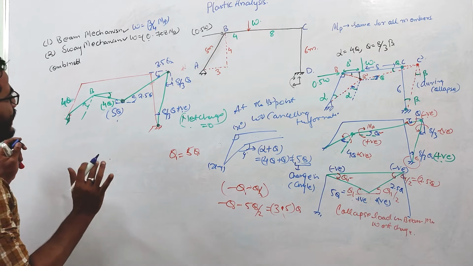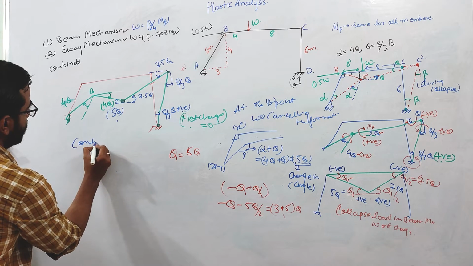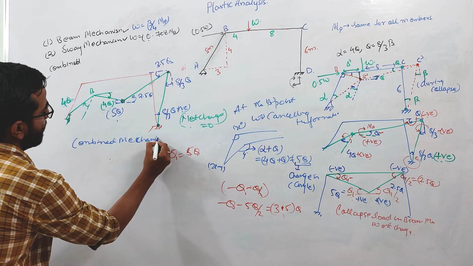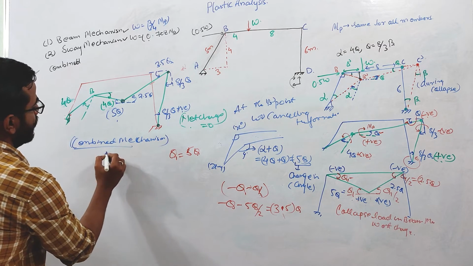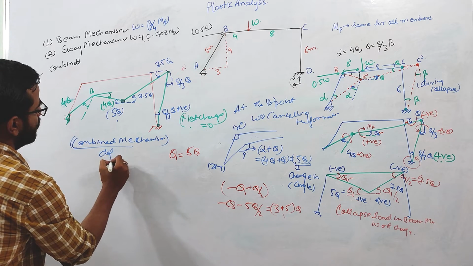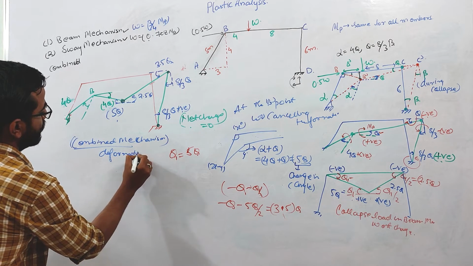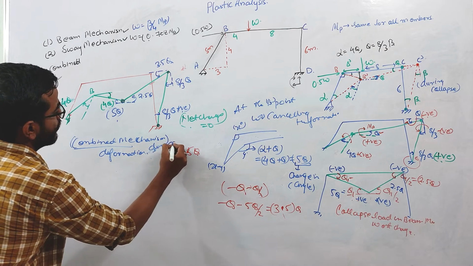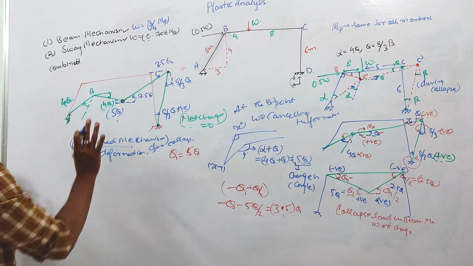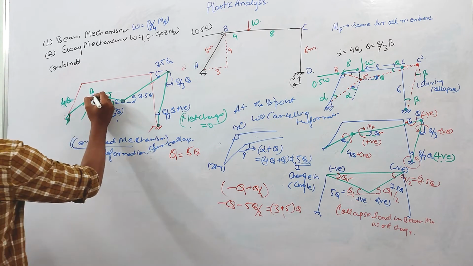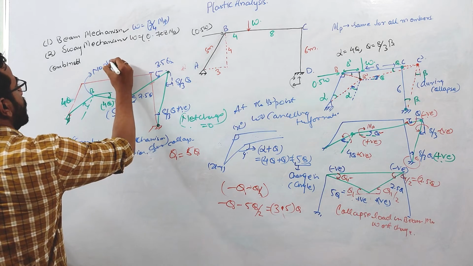So this is the final diagram. Combined mechanism. Okay, displacement, or you can say the deformations during collapse. During collapse, the frame will look like this. No plastic hinge.